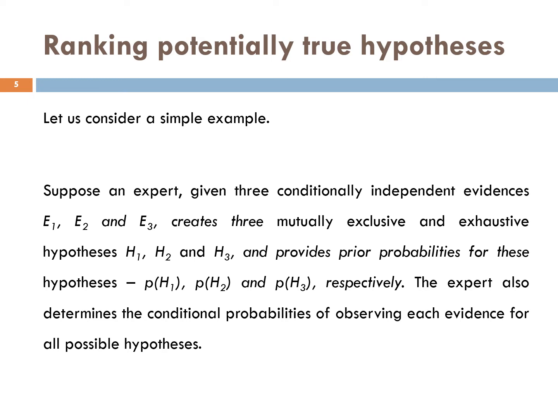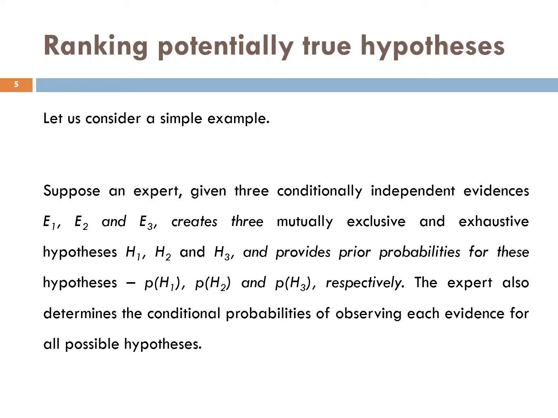We can have the hypotheses given with the probability of hypothesis 1, probability of hypothesis 2, and probability of hypothesis 3, respectively. The expert also determines the conditional probability of observing each evidence for all possible hypotheses. This part the expert can also provide.